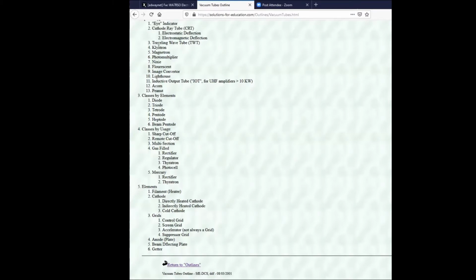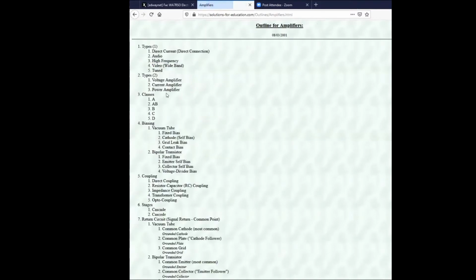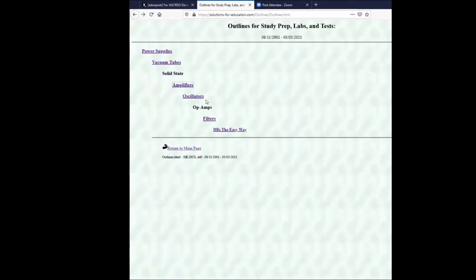You got klystrons and magnetrons and photomultipliers, and you got TWT tubes and things like that. A lot of good stuff. Then you got amplifiers. Well, in amplifiers, you got the various different classes of operation, A, B, C, D, etc. Voltage divider bias, and you got transistor types as well. Anyhow, there's a whole lot of stuff in here. And let's go back again. Here's oscillators.